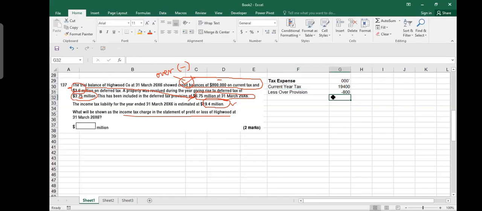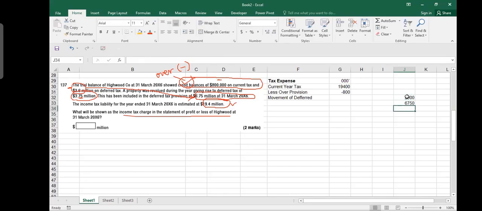That is for sure. After that, we need to record the movement of deferred tax. Movement means, what are the changes in deferred tax? Now, you know that your deferred tax this year is 6.75 million. So 6750, it is 6.75 million. And last year it was 2.6 million. So apparently it looks like your deferred tax has increased. Let me put it like this so that you don't get confused.